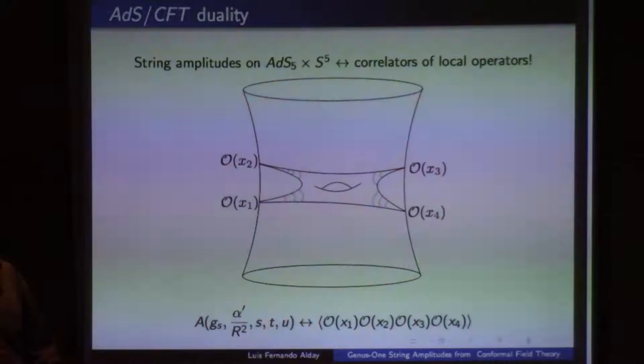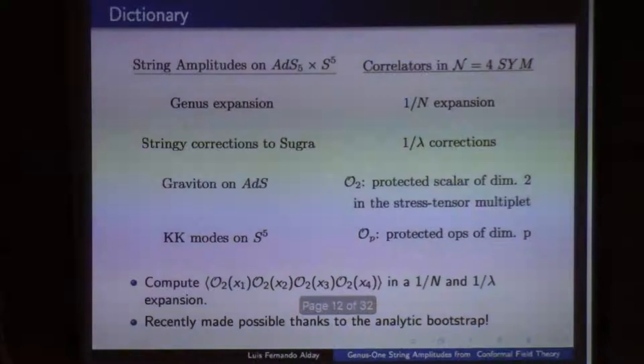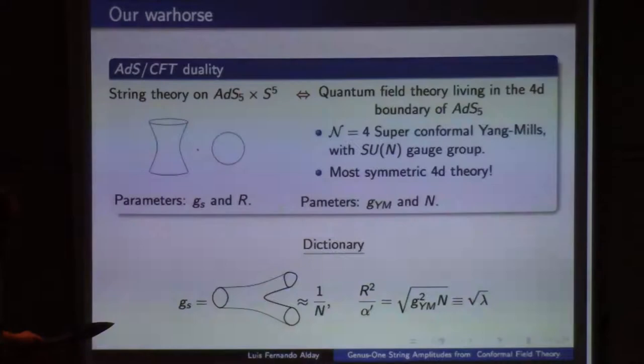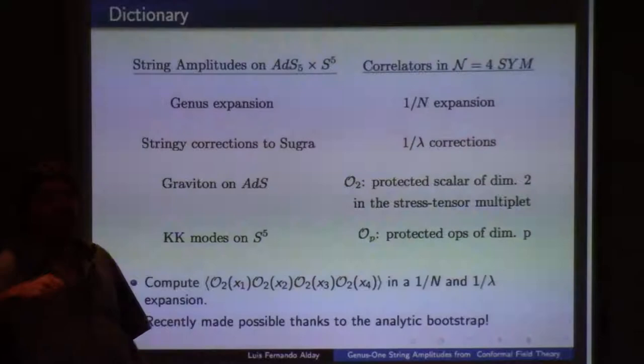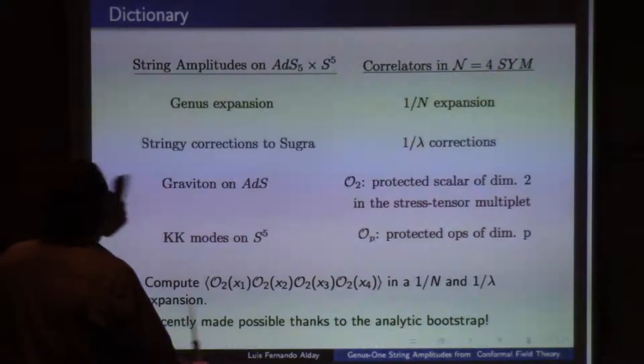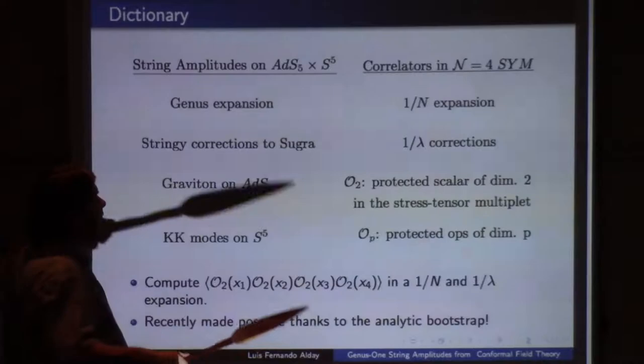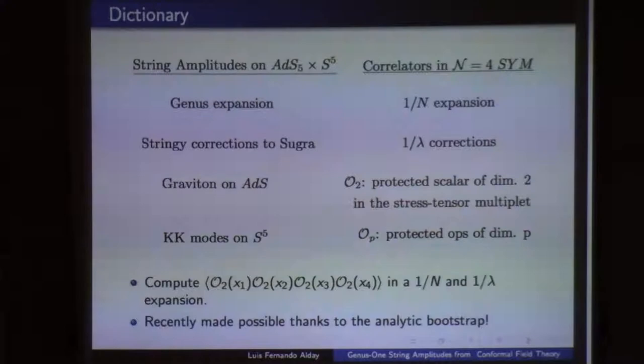Good. Now, from the dictionary that we just discussed, remember that the genus expansion in string theory was proportional to g_s. So through the AdS/CFT dictionary, it turns out that the genus expansion corresponds to a 1 over N expansion. That's the expansion that we need to consider. And furthermore, stringy corrections to supergravity correspond to 1 over lambda corrections in N=4 super Yang-Mills. We have already seen that in some other lectures as well.